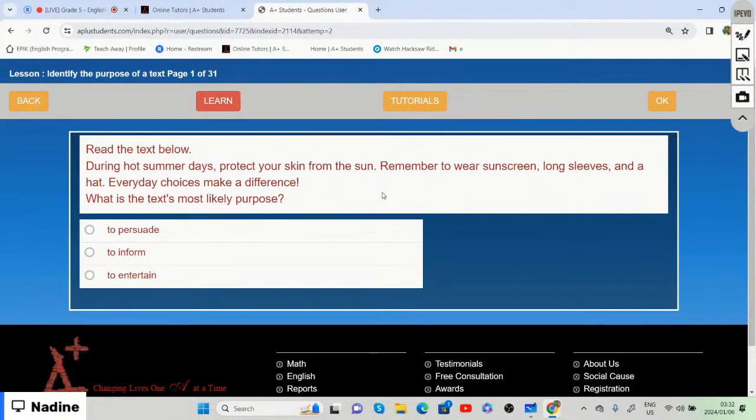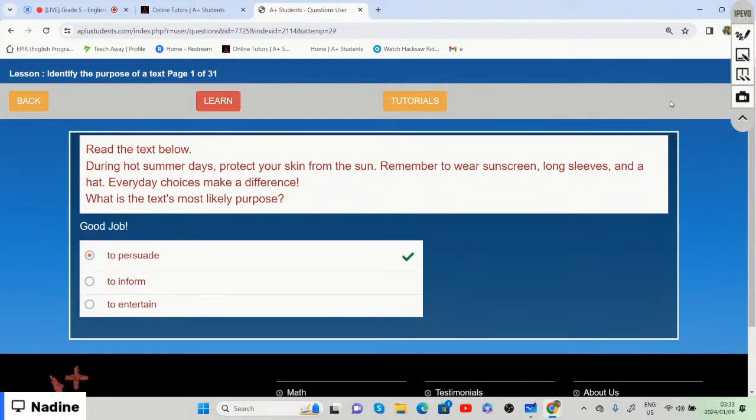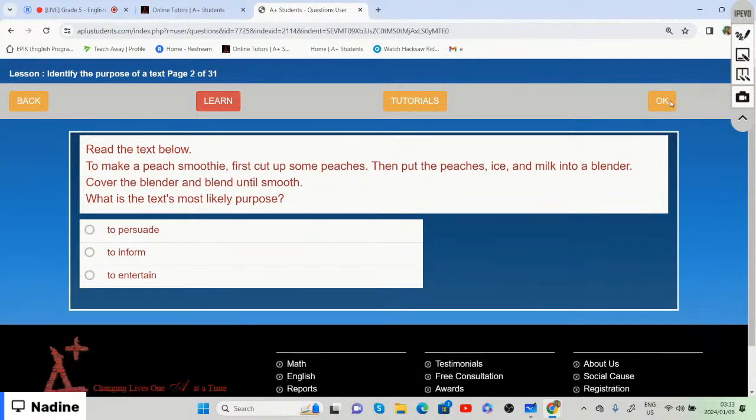All right. So, what I'm going to do is I'm going to choose the first option. And they are trying to persuade us specifically to wear sunscreen because also the sun can make you sick. And that is why they say you have choices every day. So well done. The first one is correct.